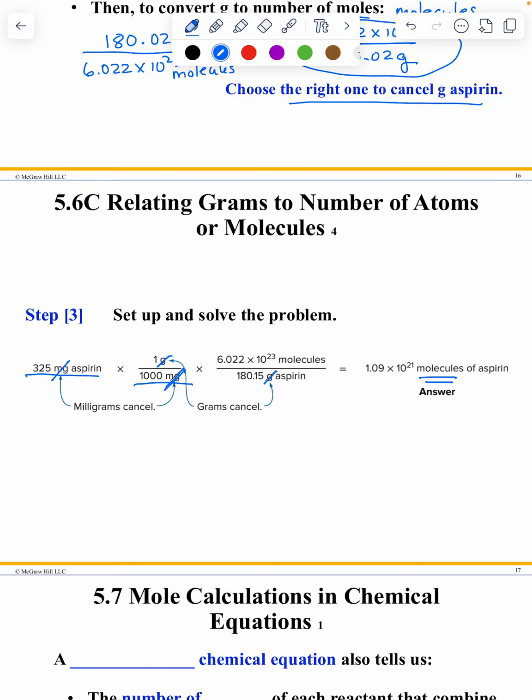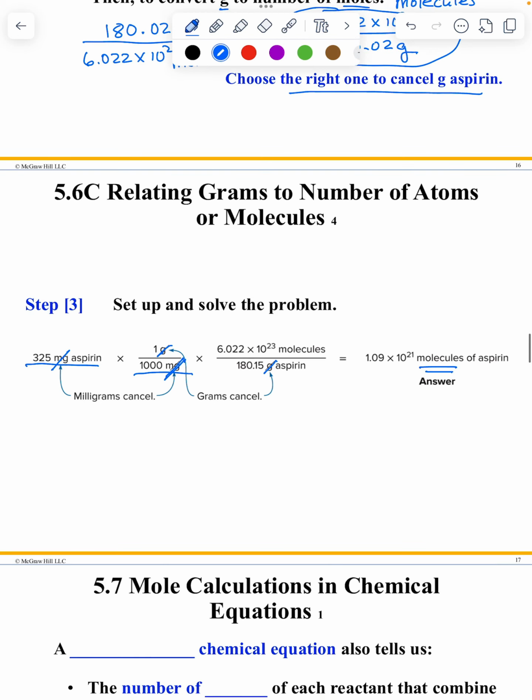All right, so that was a little bit on converting between grams and moles and molecules. Just remember to think about your conversion factors and choose the one that will allow you to cancel out the unit that you were given so that you get the unit that you are being asked to solve for. All right, so we're going to move into using chemical equations to help us.